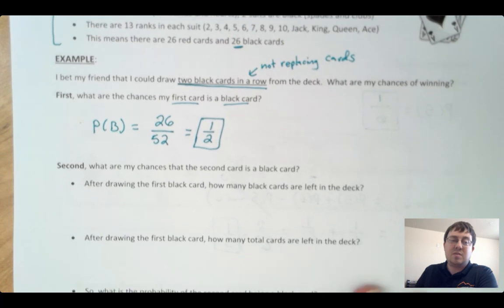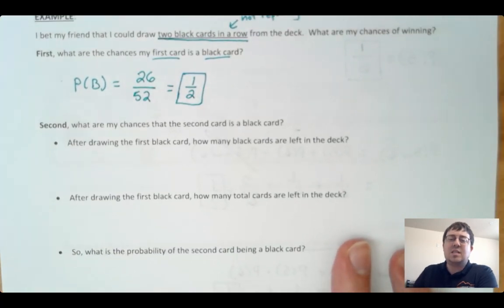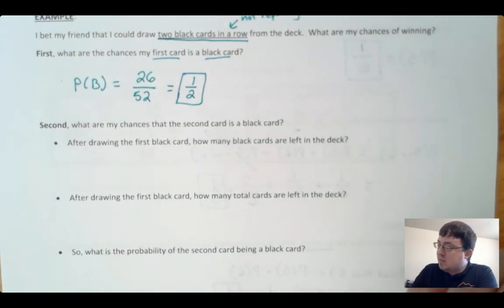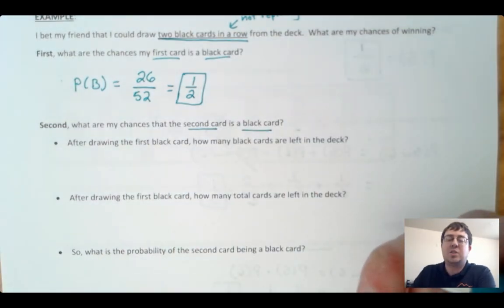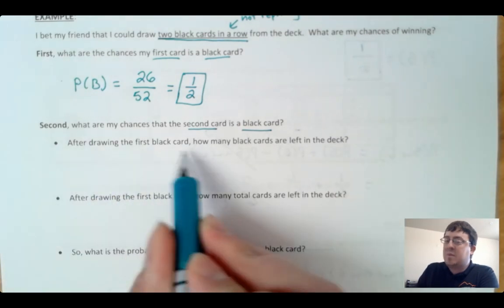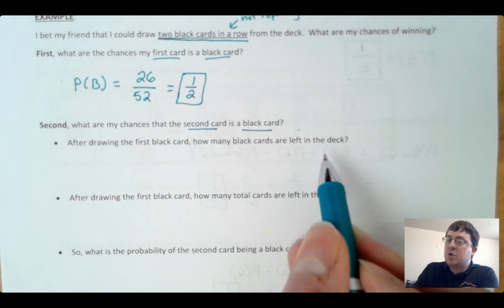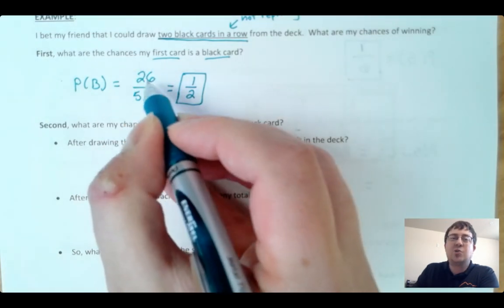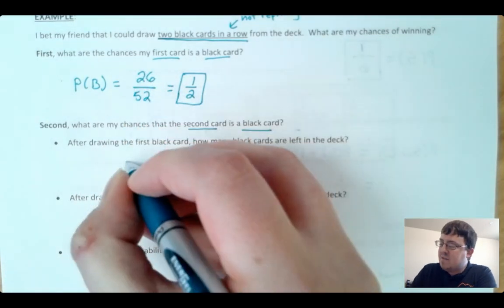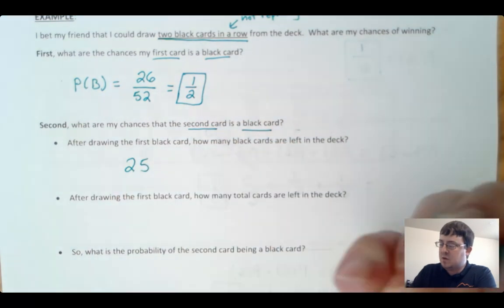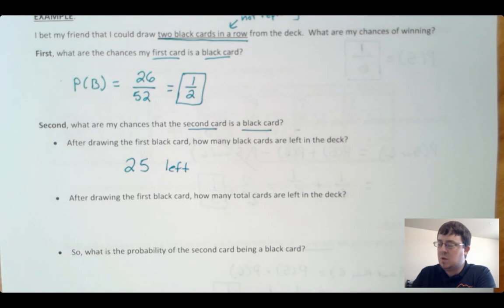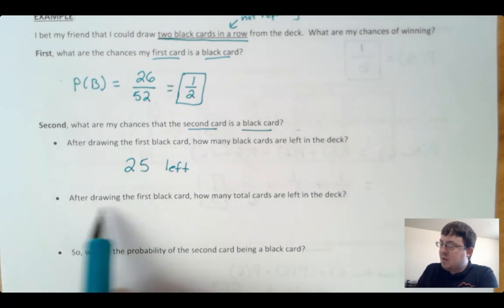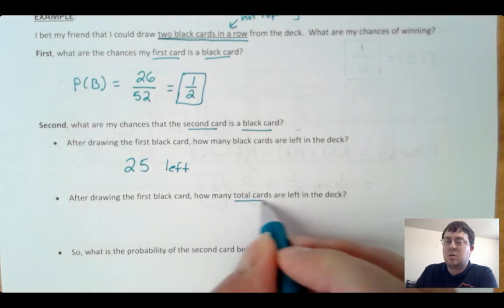Now the new stuff. What are the chances that the second card is a black card? I want the second card now to be a black card, and I'm not putting that first card back in, I'm not shuffling it back in. So after I draw the first black card, how many black cards are left? Well, there were 26, but I already drew one, so there are 25 left. Cool?